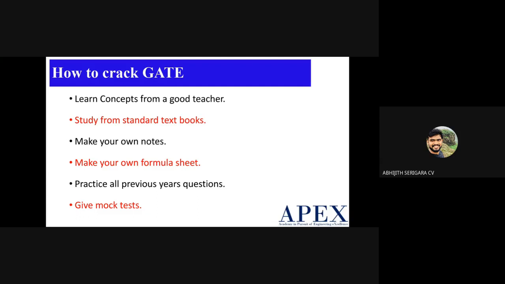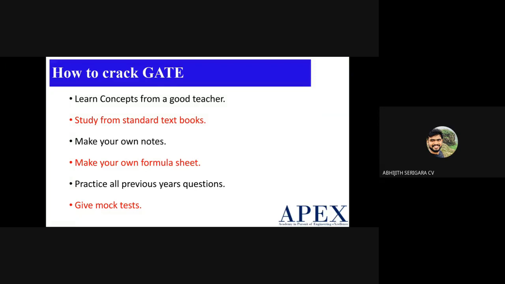Getting the answer is not enough. You need the skill to solve, because every time new questions will come in GATE. Your concept should be clear, and you should be able to solve any question given on that topic. Okay, so it is required that this step is followed.